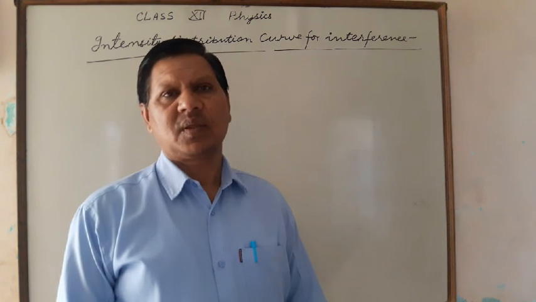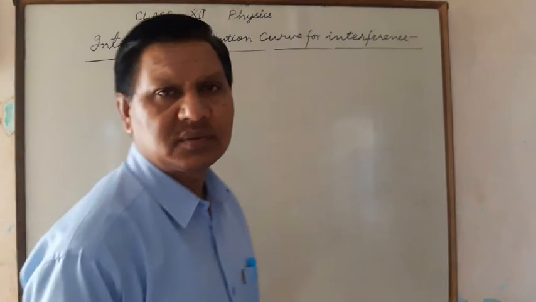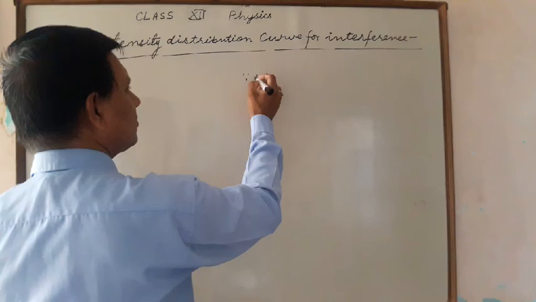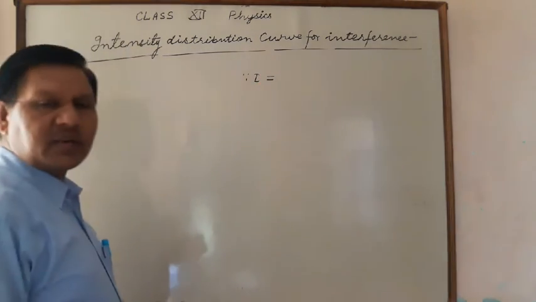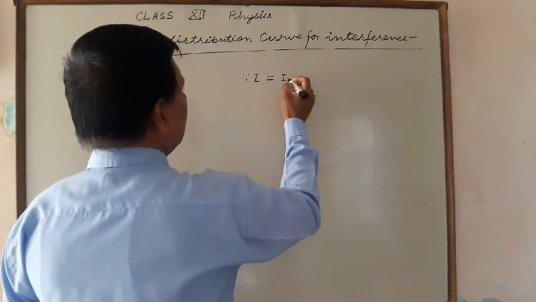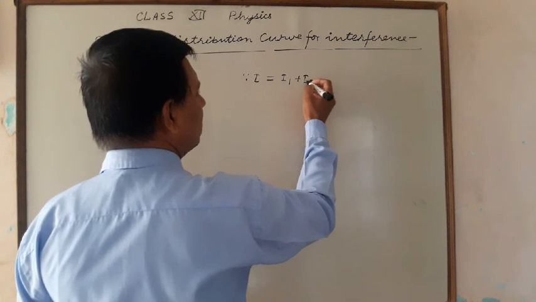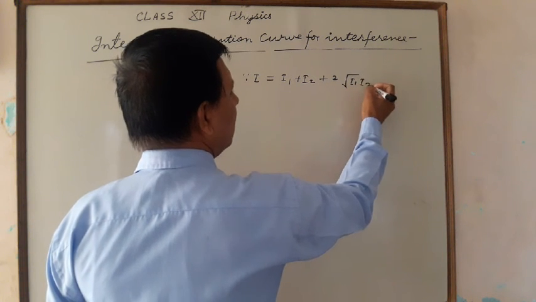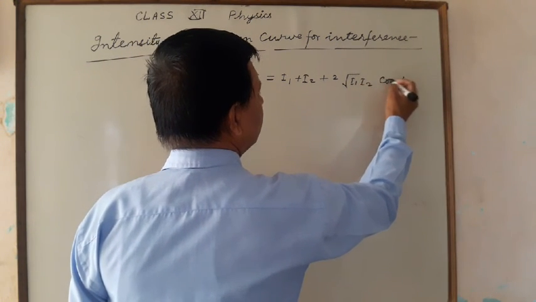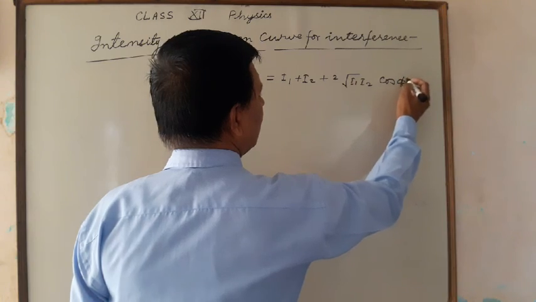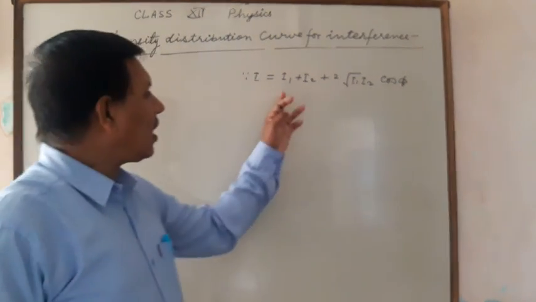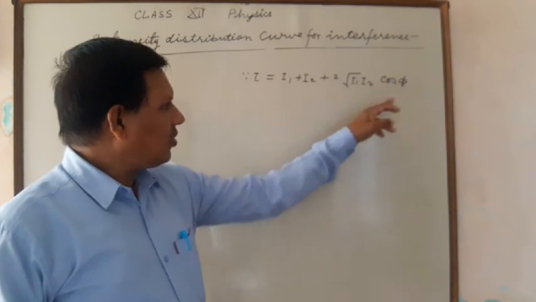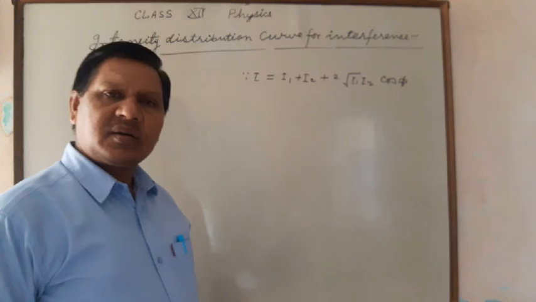When two light waves are superposed on one another, then the intensity of the resultant wave becomes I is equal to I1 plus I2 plus 2 under root I1 I2 cos phi. Here I1 is the intensity of first wave, I2 is the intensity of second wave, and phi is the phase difference between both waves.